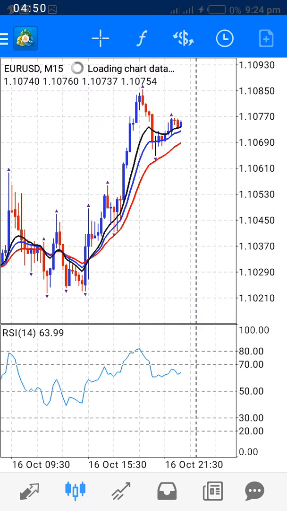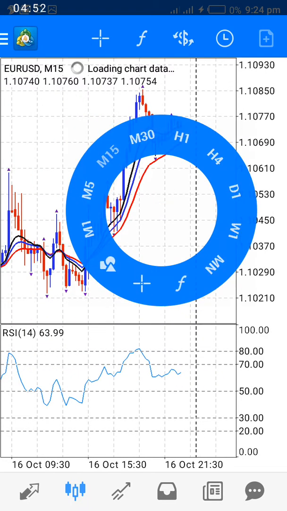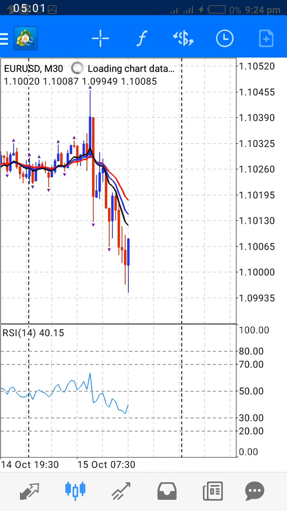This 15 minutes is still loading because I switched off my data. I don't want any more notifications to pop up alongside the presentation. 30 minutes time frame.